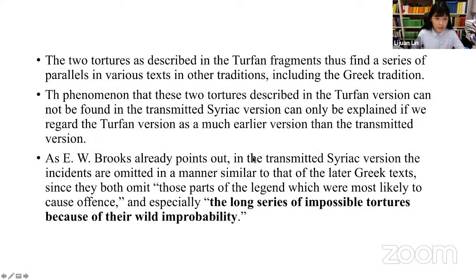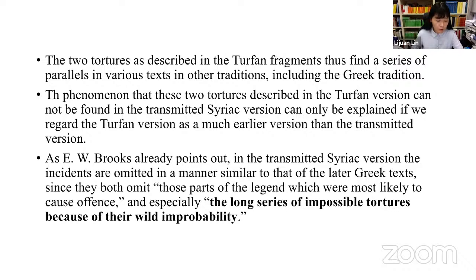So the two tortures as described in the Turfan fragments thus find a series of parallels in various texts in other traditions, including the Greek tradition. They belong to the so-called first round of tortures St. George suffered before his forced death on the wheel. But these two tortures cannot be found in the transmitted Syriac version.